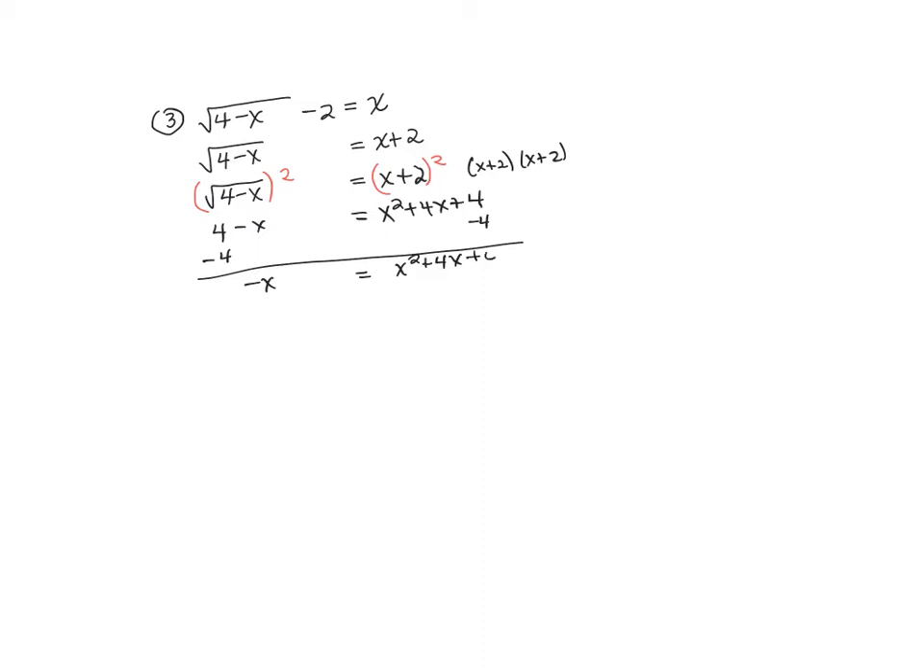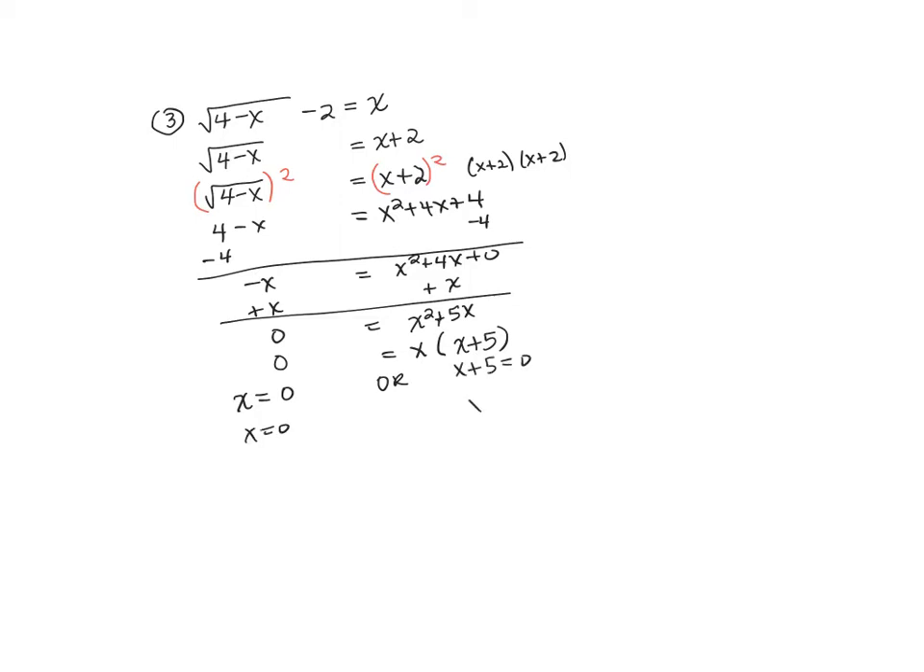Oh, plus a 0. We add the x, and we get 0 equals x squared plus 5x. Then we factor this. We could factor out an x, and we get x plus 5. So the two possible solutions are x is 0 or x plus 5 equals 0. So x equals 0 or x equals negative 5. We should check it.